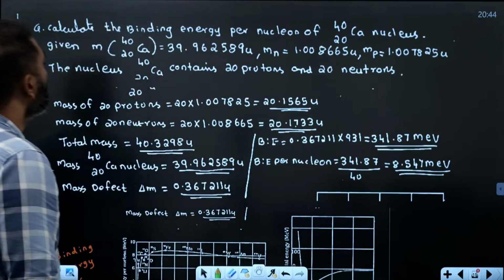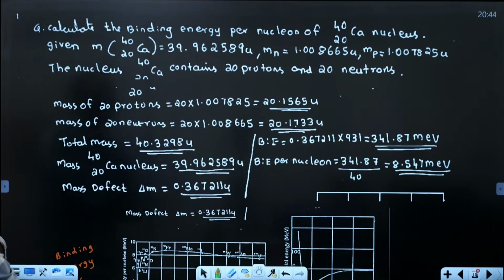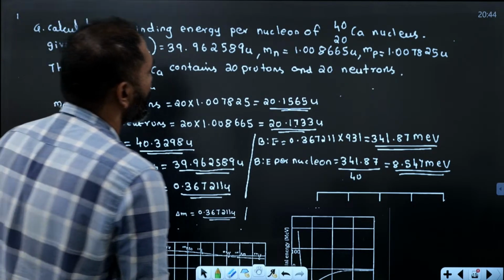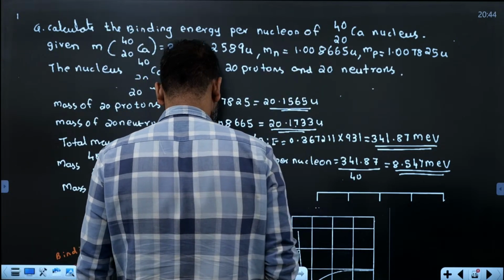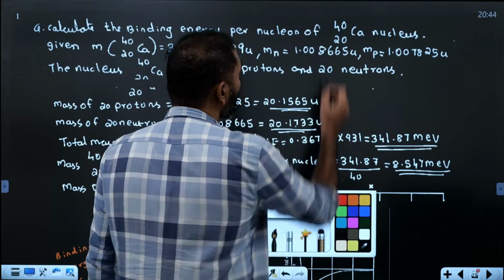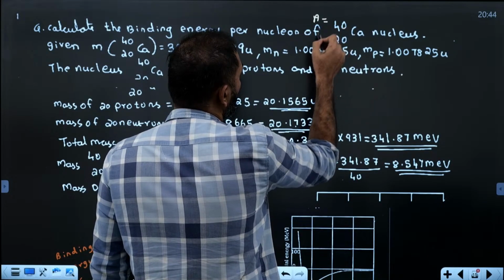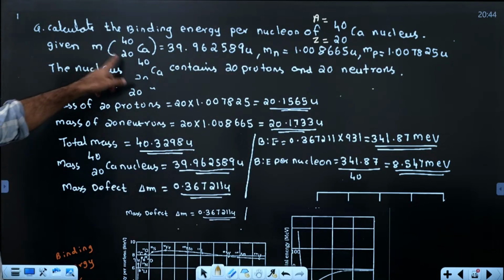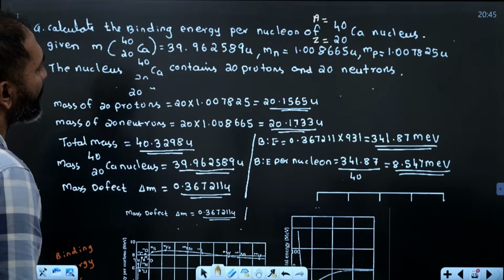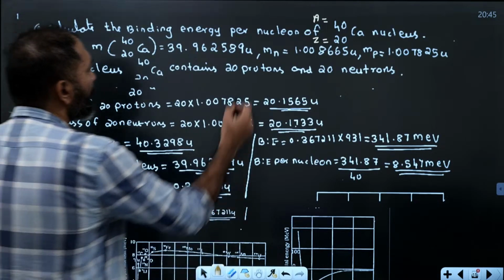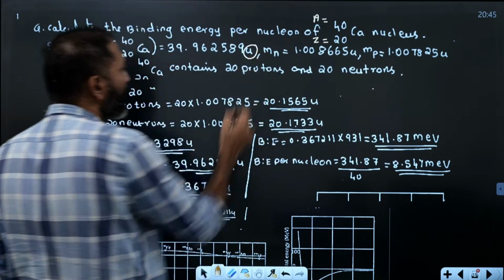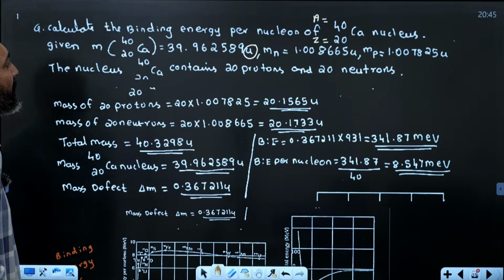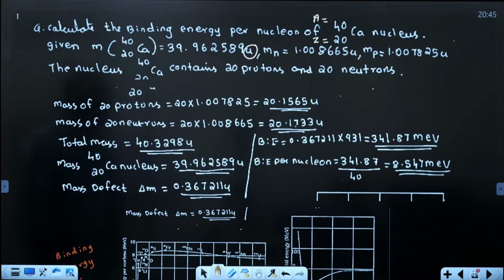This is the problem. Calculate the binding energy per nucleon of calcium-40, mass number 40, atomic number 20. Given the mass of the calcium nucleus is 39.962589 U. See, if U is given at the end, you should understand that the mass is given in what unit? Atomic mass unit.